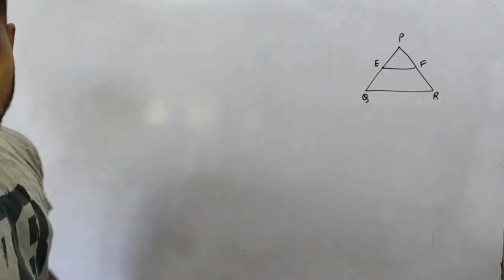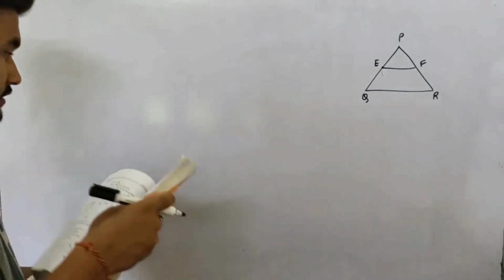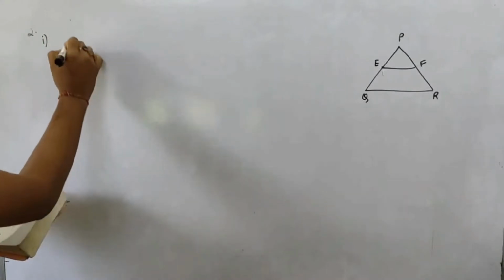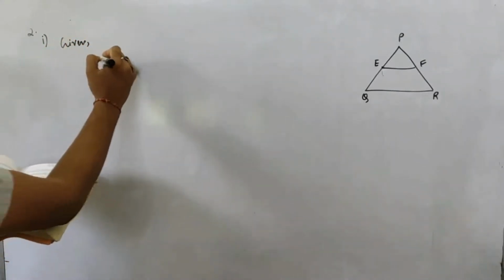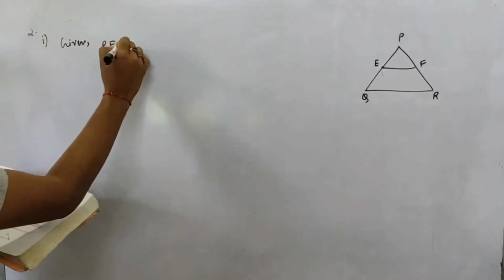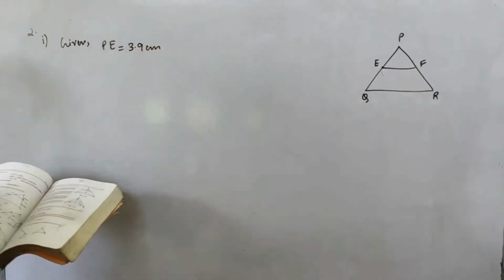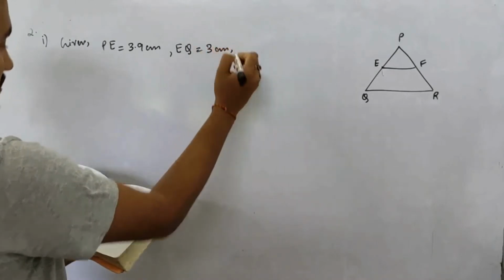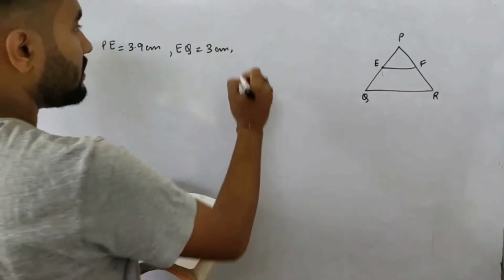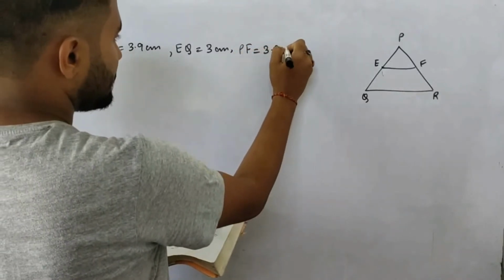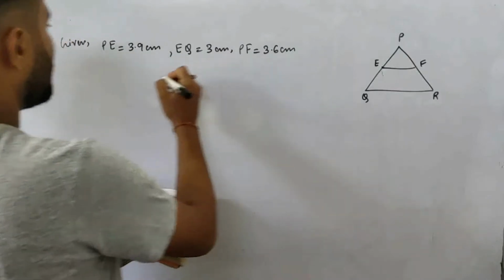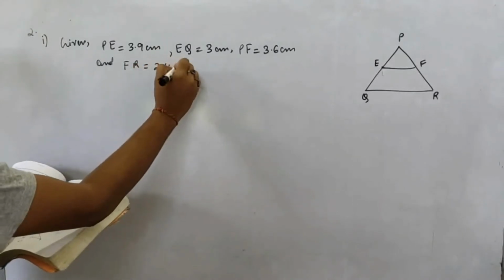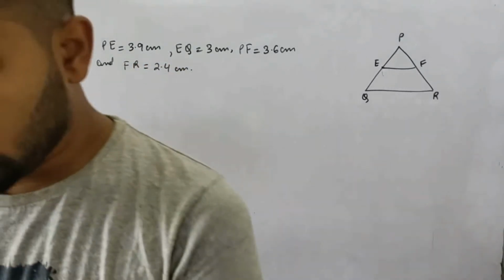So write what is given in number 1. Given: PE is equal to 3.9 centimeter, EQ is equal to 3 centimeter, PF is equal to 3.6 centimeter, and at last FR is equal to 2.4 centimeter.